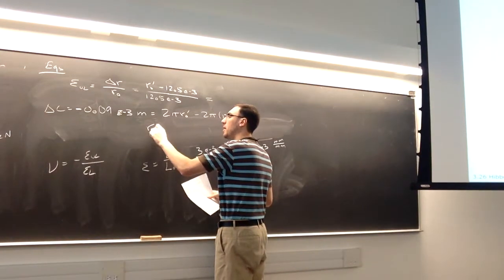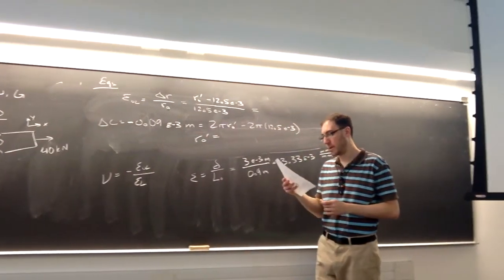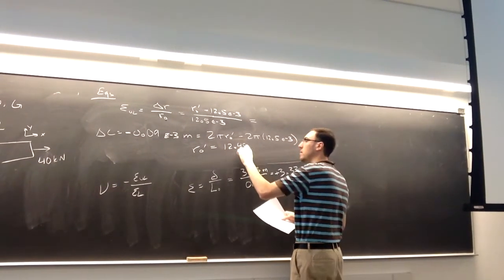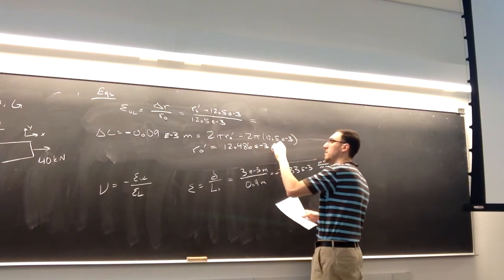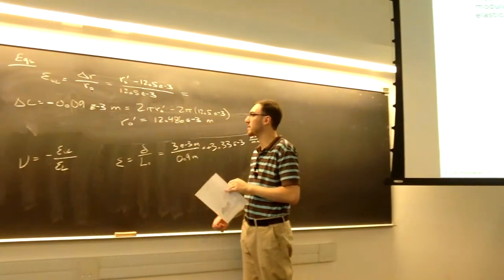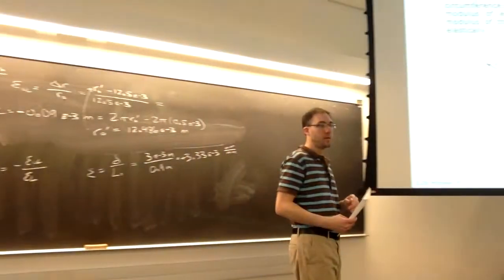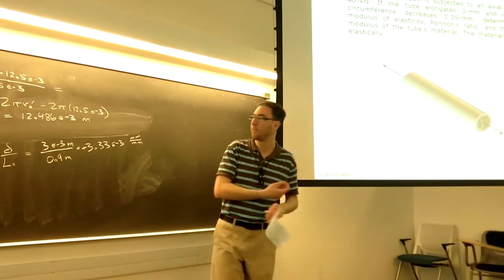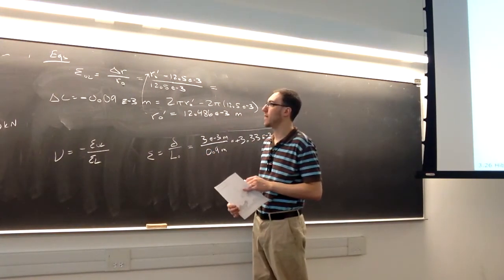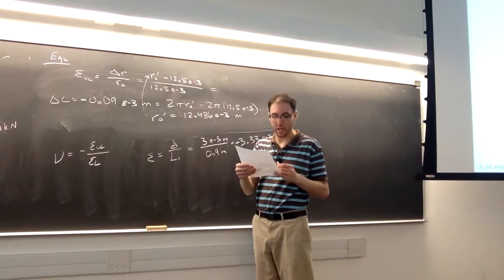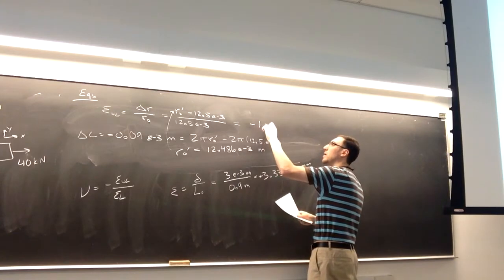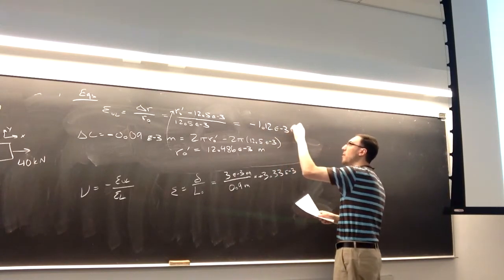If I solve this, I'll keep a couple of decimal places here because the differences are usually pretty small. The new radius, with 5 digits of precision, is 12.486 times 10 to the negative 3 meters. I know the new radius based on that change in circumference information, and I know the original. Now I can find the strain in the unloaded direction, or the radial direction. By doing this calculation, I get that the strain in the unloaded direction is negative 1.12 times 10 to the negative third millimeters per millimeter.